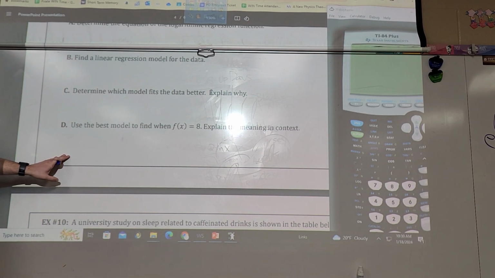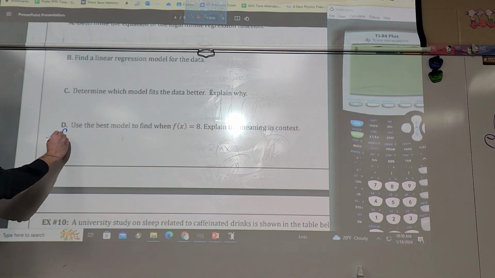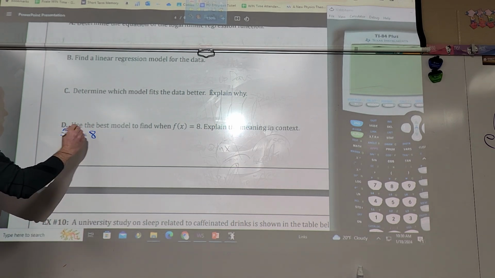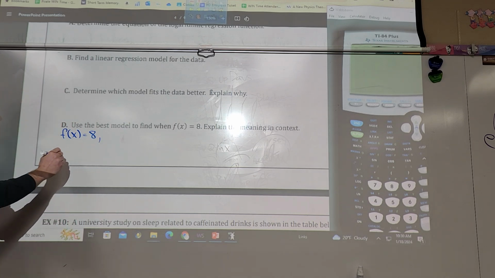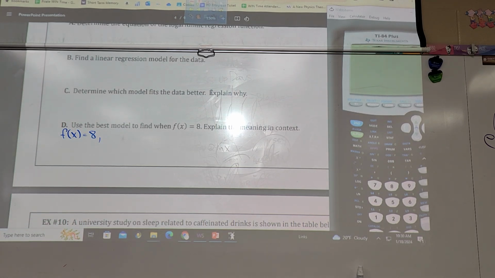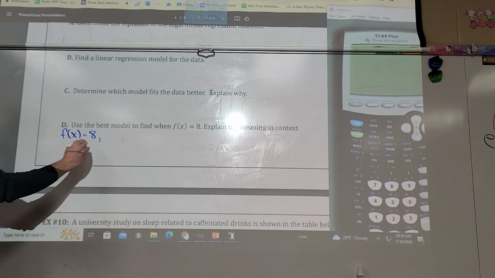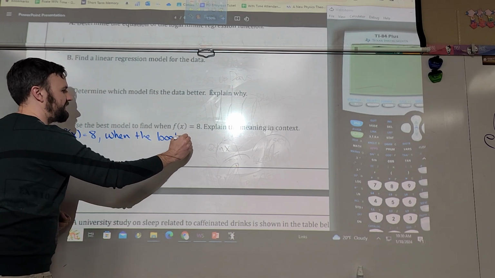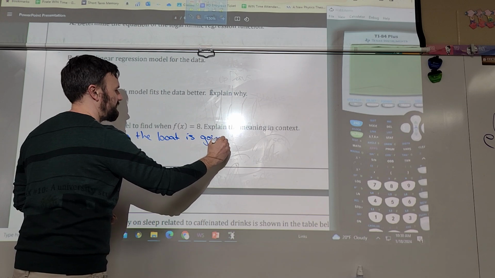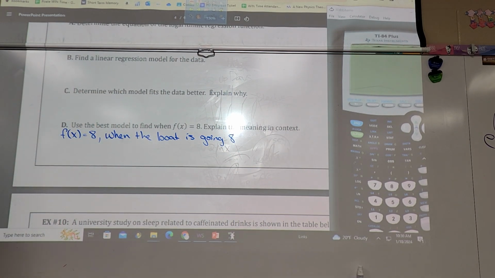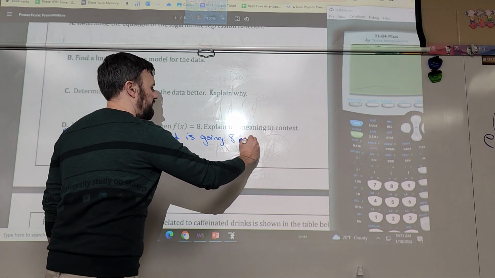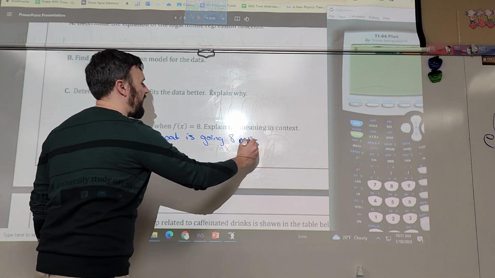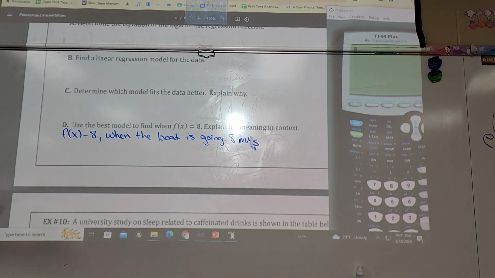What does it mean when f of x is 8? Your time is 8 minutes. Oh, they do want us to answer. All right. When I do this, it tells me when the boat is going 8 meters per second. Because what was my x in the problem? My x is time, right? My f of x is the speed of the boat.